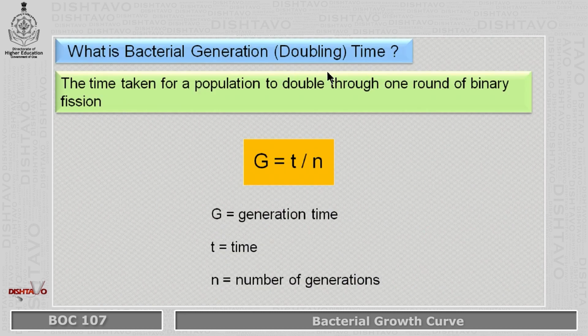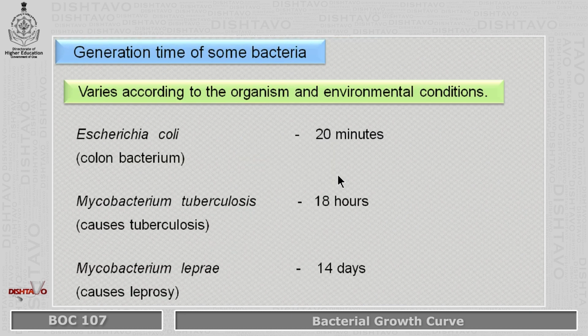Now what is bacterial generation or doubling time? It is the time taken for a population to double through one round of binary fission, and this is denoted as G is equal to time per number of generations. Now let us see some examples of generation time in bacteria. The generation time varies according to the organism and the environmental conditions.